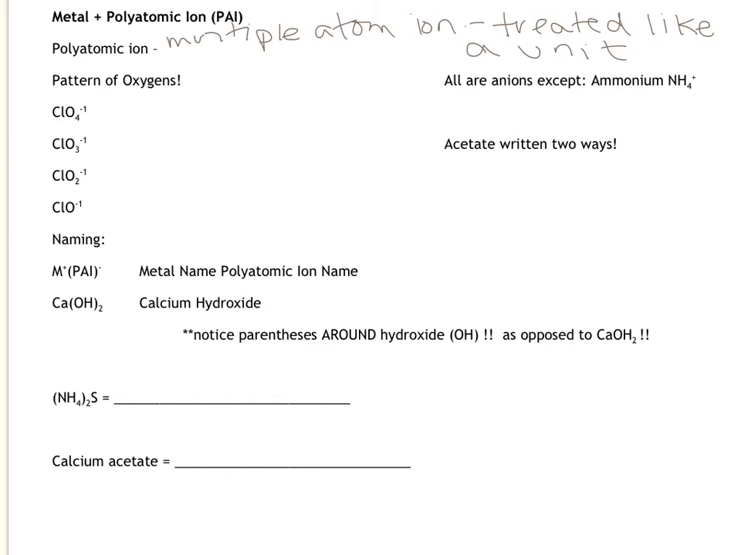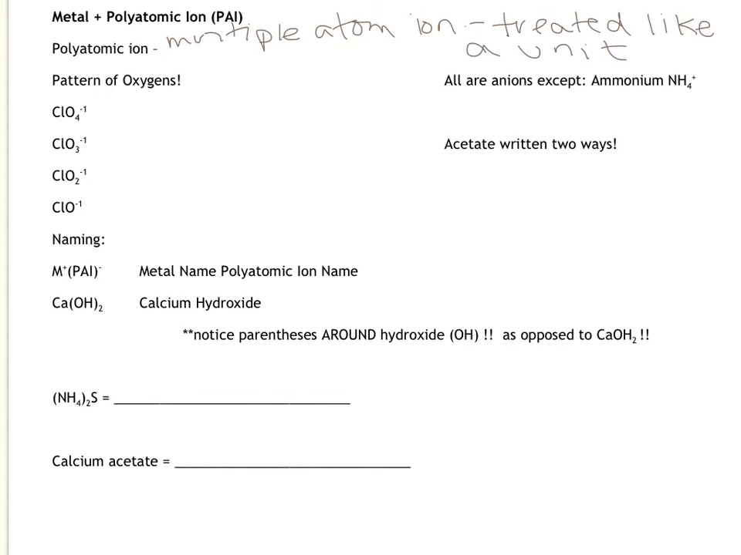Okay. When we name these, we use different endings of ATE and ITE to help us differentiate the number of oxygens that are added onto our polyatomic ion. So most of the time, a polyatomic ion is where an oxygen has been bonded to one of our other nonmetals. Not always the case, but mostly.